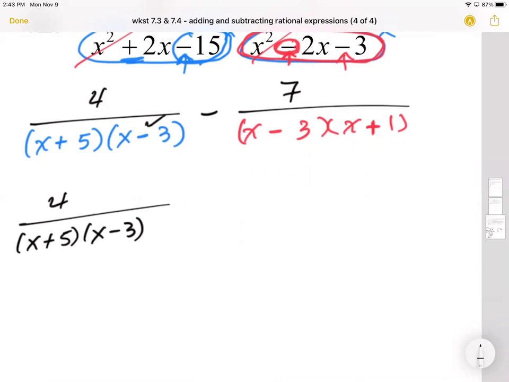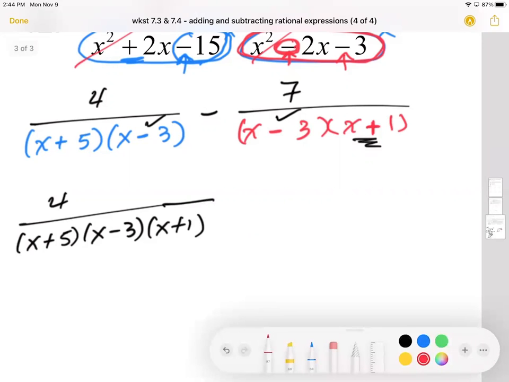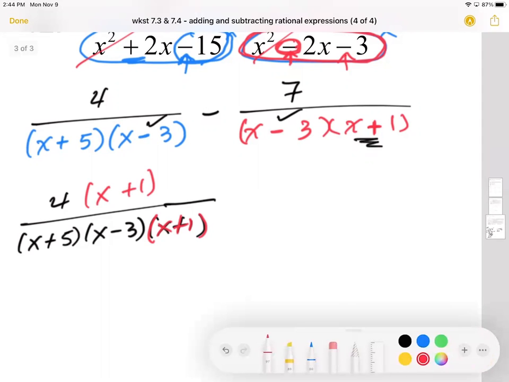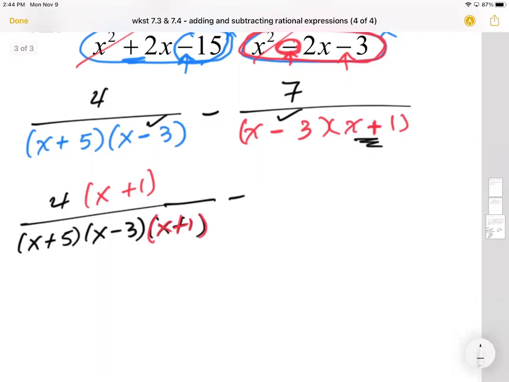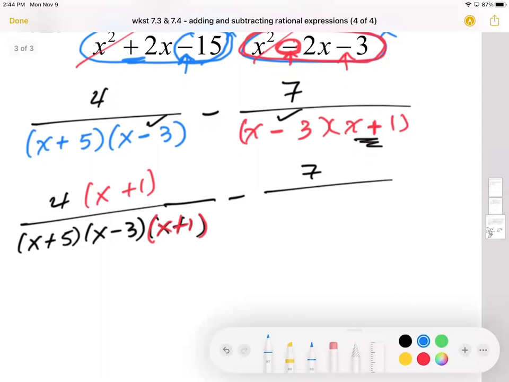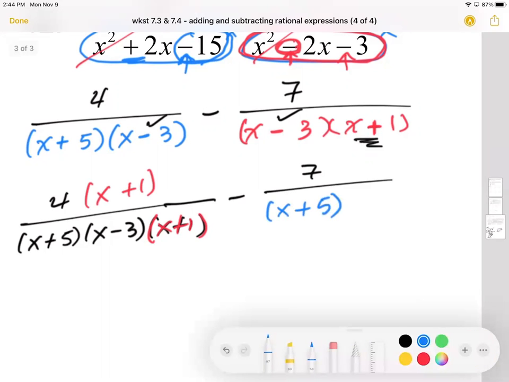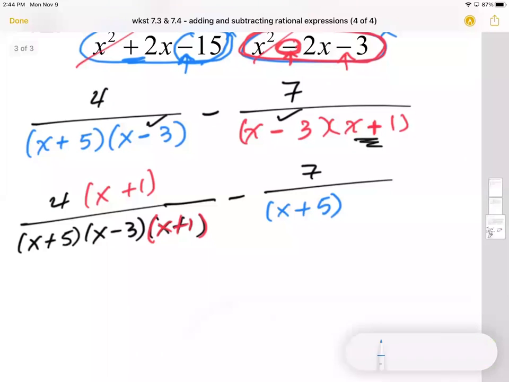Again, I have the x minus 3. Everybody see that I'm missing the x plus 1. And if I put in the x plus 1, let me change the color, if I put x plus 1 on the denominator, I need to put x plus 1 on the numerator. And similarly, on this item here, what am I missing on the blue side? Hopefully you see that the blue side has x plus 5 that the red side does not have. If they don't have x plus 5, we put an x plus 5 on the denominator, and we put the x plus 5 on the numerator.